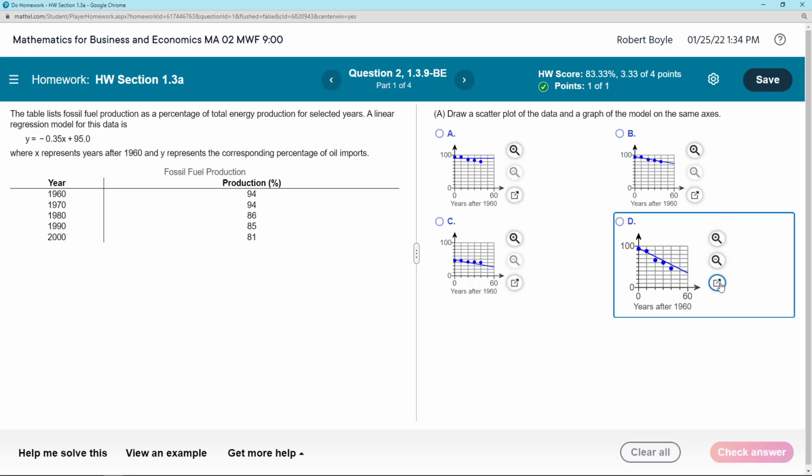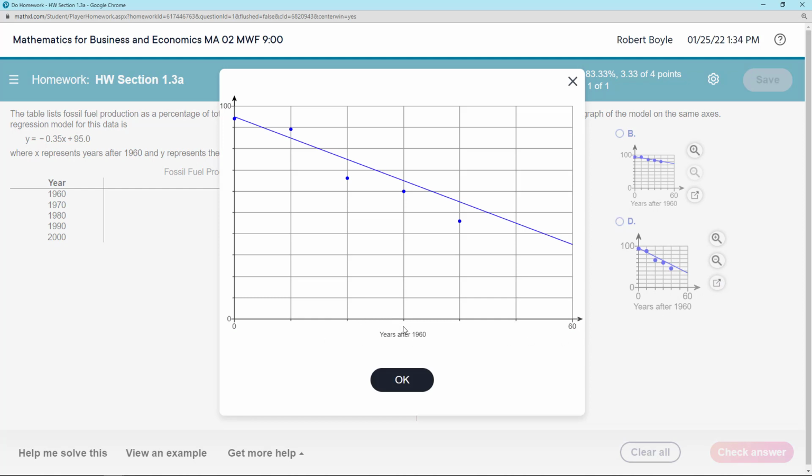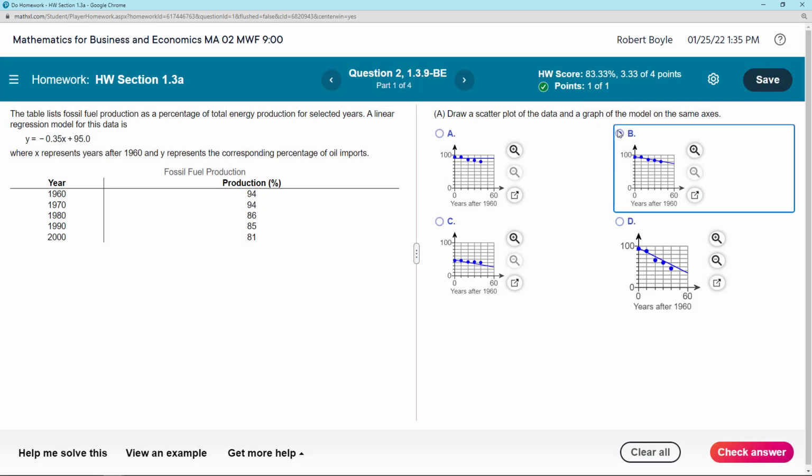Let's take a look at D over here. Now notice here we have 1, 2, 3, 4, 5, 6 divisions that span 60 years. So each division is 10 years. And 2000 is 40 years after 1960. So we have 10, 20, 30, 40. There's our point. Now that point corresponds to about 46%. That cannot be right. So D cannot be right. It must be B. Well, let's just make sure. Once again, here is 40 years, and then 10, 20, 30, 40, 50, 60, 70, 80, a little bit higher. That is indeed 81%. So B is our answer.